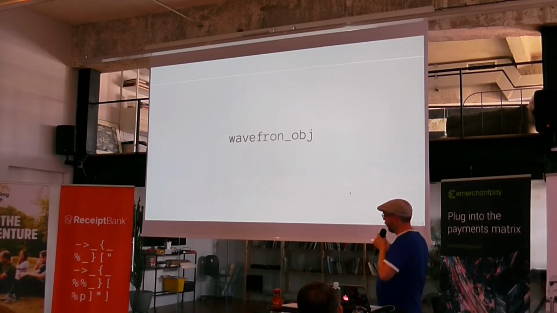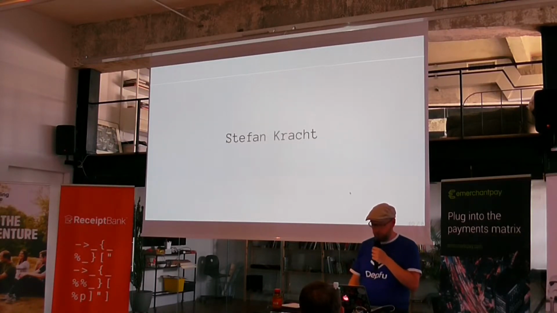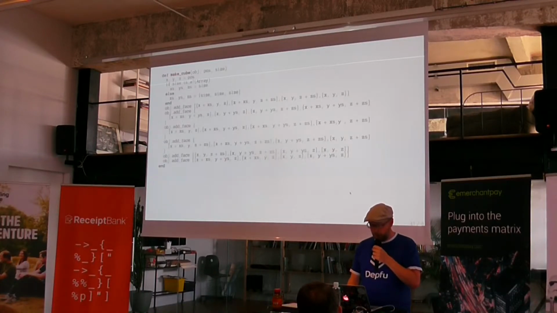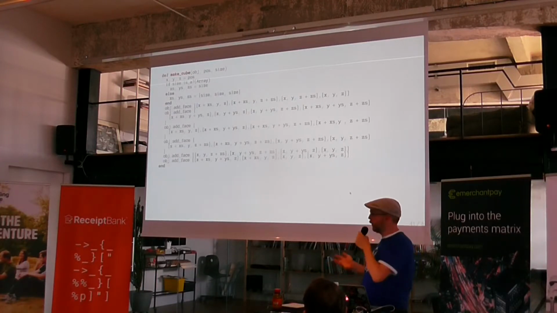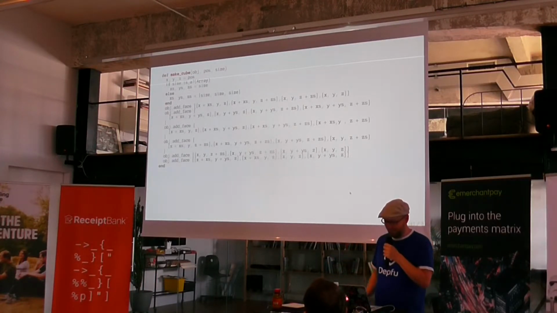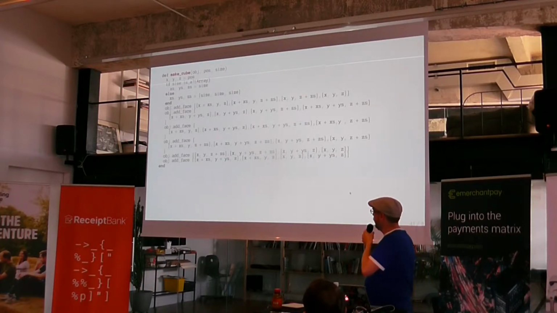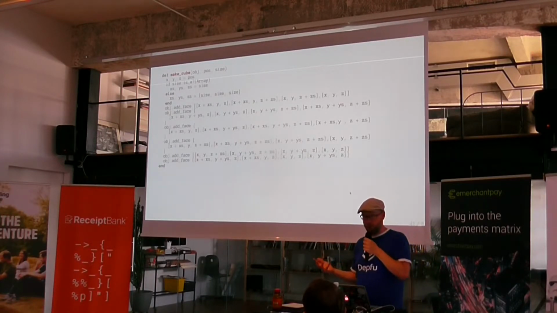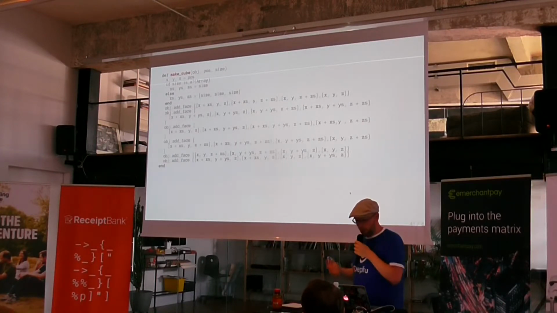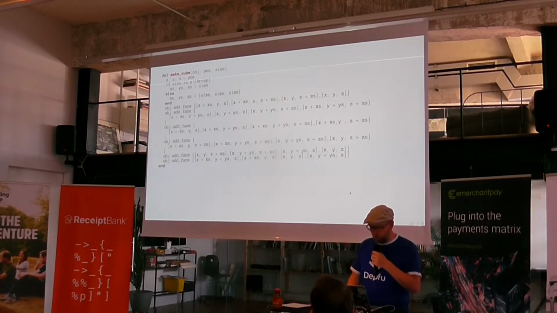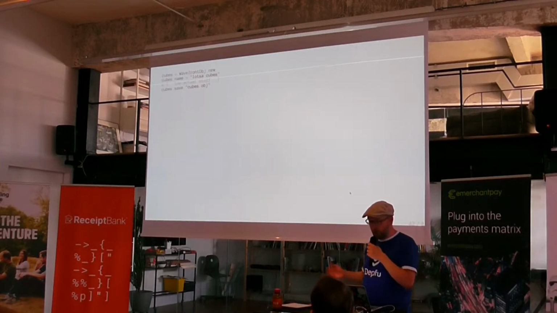And there's now a gem called wavefront object, written by Stefan Kracht, and he also wrote a pretty cool blog post about it, I think in 2013 or 14. And the format is a little bit complicated. So this is how you actually create a cube. A cube has 6 sides. So every face of the cube has 4 points, and so this adds up to this weird method, but it actually works. And so you create a wavefront object.